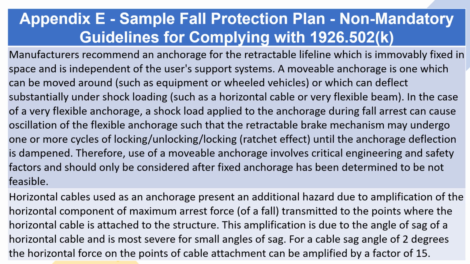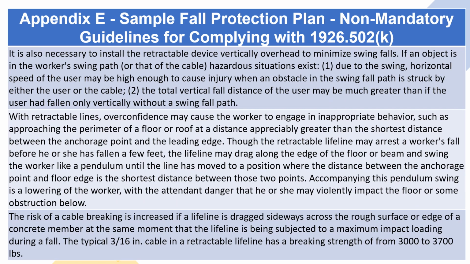Horizontal cables used as an anchorage present an additional hazard due to amplification of the horizontal component of maximum arrest force of a fall, transmitted to the points where the horizontal cable is attached to the structure. This amplification is due to the angle of sag of a horizontal cable and is most severe for small angles of sag. For a cable sag angle of 2 degrees, the horizontal force on the points of cable attachment can be amplified by a factor of 15. It is also necessary to install the retractable device vertically overhead to minimize swing falls. If an object is in the worker's swing path, or that of the cable, hazardous situations exist.